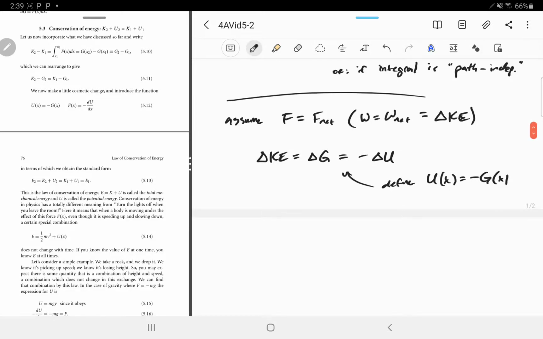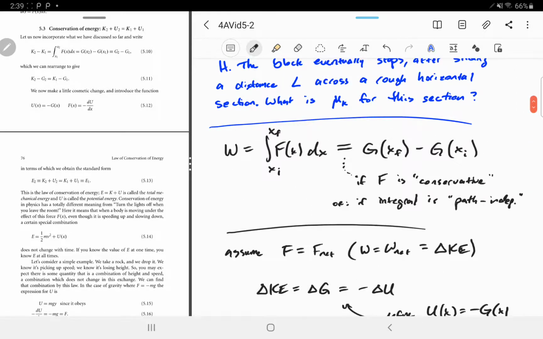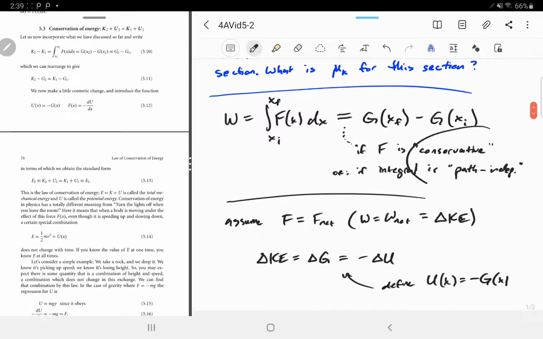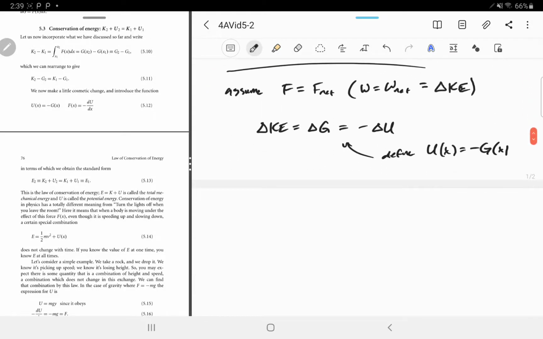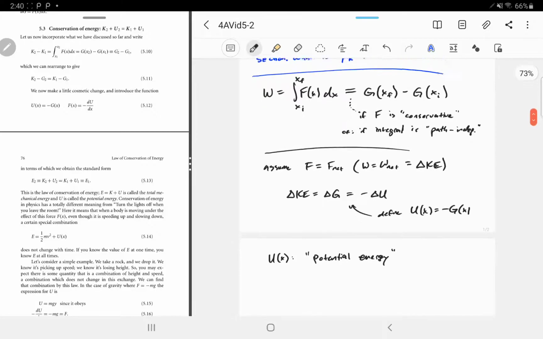Now remember, G only exists if this condition is true. If the integral is path independent, then G exists. So this function U only exists if F is conservative, or if the integral is path independent. This U of x is called the potential energy. So there are some forces that have a potential energy function, and there are some forces that don't have a potential energy function. That's what we're saying so far.